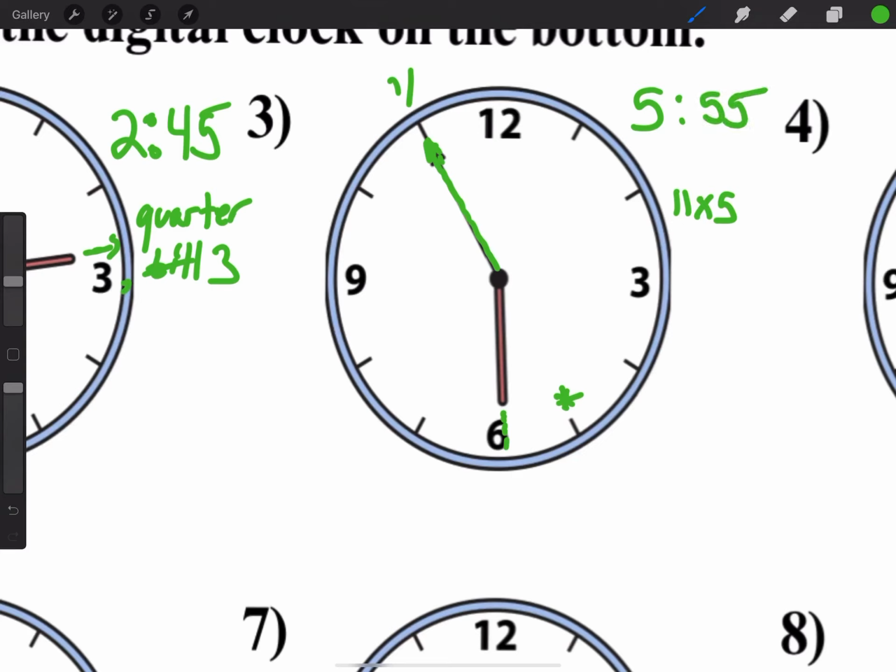Now, you could say it another way. If you notice that to go from the 11 to the 12 is only a 5-minute jump, so some people will say this is 5 till or until 5 until 6 o'clock. Okay, I hope that makes sense.